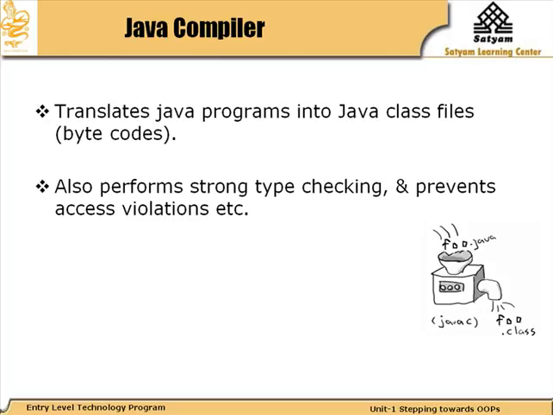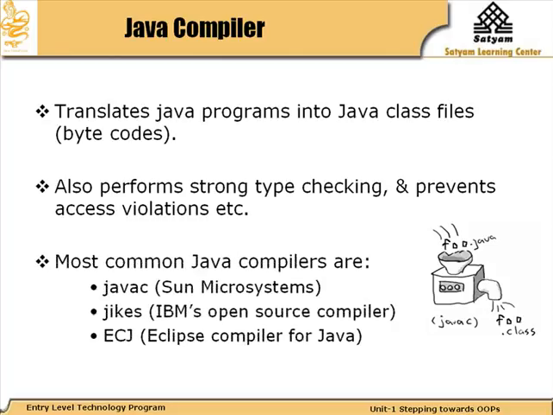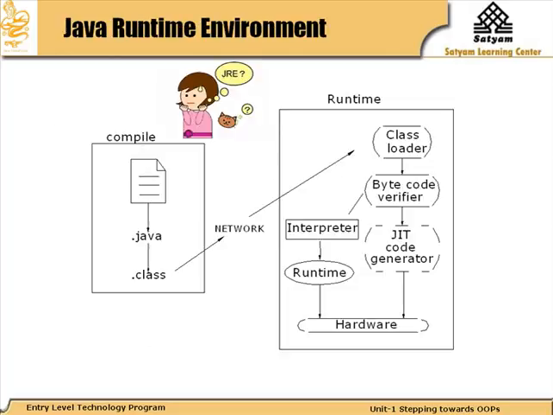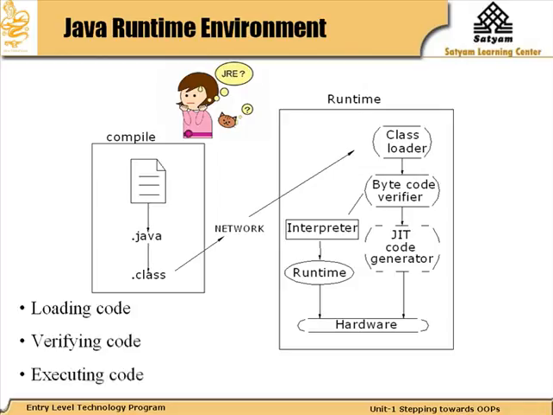In short, the process of ensuring assignment of a given value or reference to an appropriate type is called strong type checking. The most commonly used Java compilers are javac, Jikes, and ECJ. Java Runtime Environment. The Java Runtime Environment is an important part of the JVM. The Java Runtime Environment has 3 major activities: loading code, verifying code, and executing code.